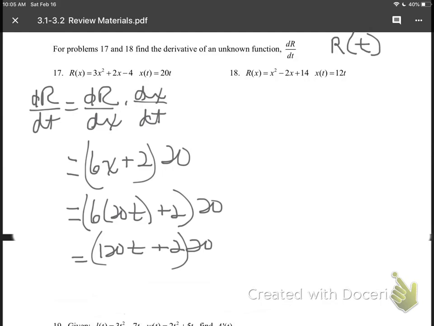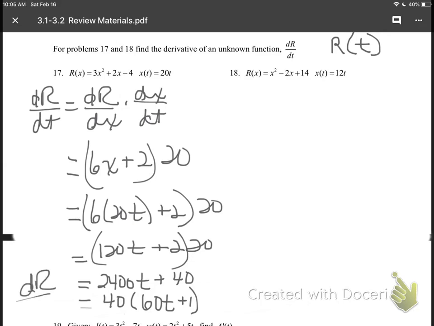So what do I want to do there? I might as well just multiply that out, right? So 20 times 120 is just 2400t plus 40. Okay, if I wanted to, I could make these factors, which is always a good idea. So my final answer would be factor out a 40, and then I would have 60t plus 1, and that is dr dt.